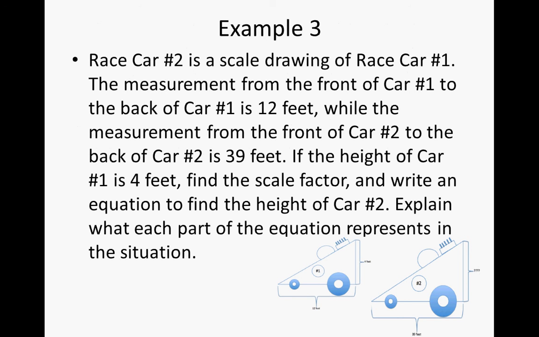All right, let's take a look at example 3. Race car number 2 is a scale drawing of race car number 1. The measurement from the front of car number 1 to the back of car number 1 is 12 feet, while the measurement from the front of car number 2 to the back of car number 2 is 39 feet. If the height of car number 1 is 4 feet, find the scale factor and write an equation to find the height of car number 2. Explain what each part of the equation represents in the situation.